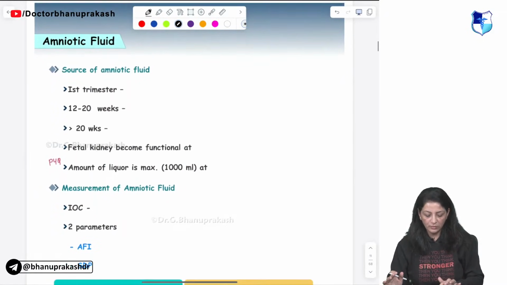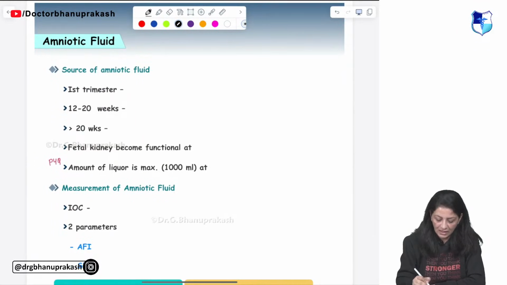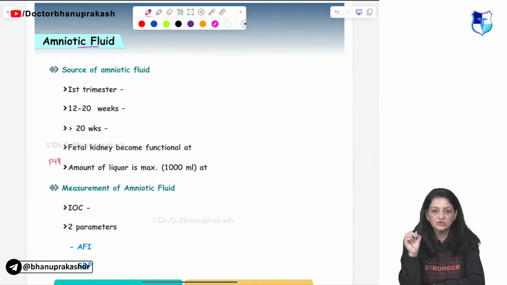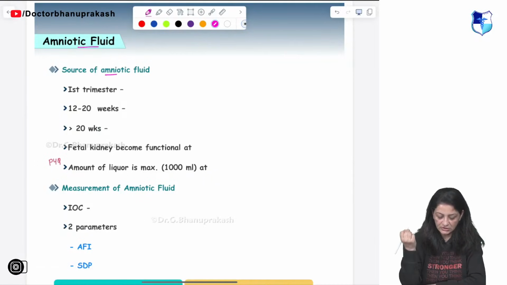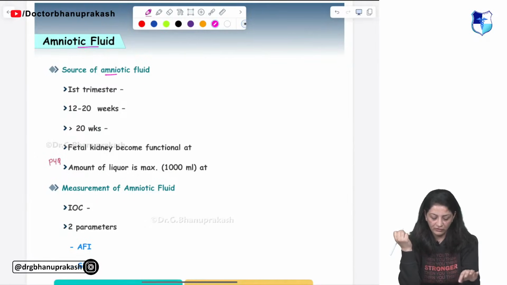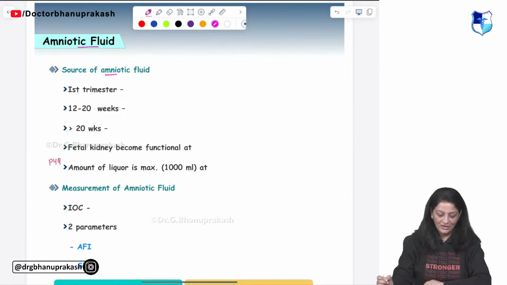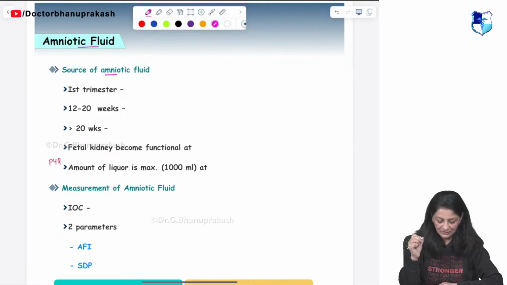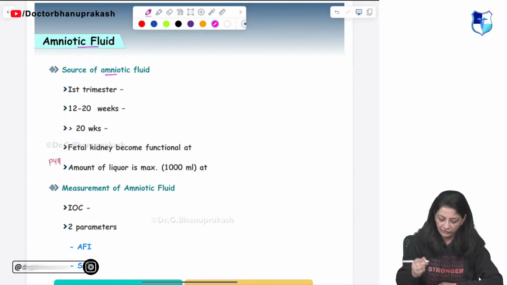Now moving toward the next topic, that is amniotic fluid. First of all, the source of amniotic fluid. In the first trimester, what is the source of amniotic fluid? In the first trimester, the source of amniotic fluid is ultrafiltration from maternal plasma.